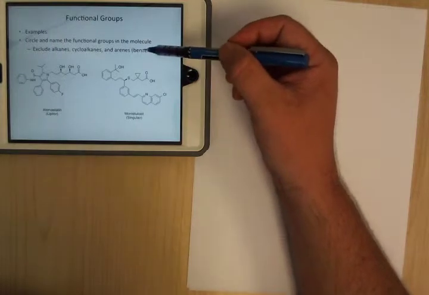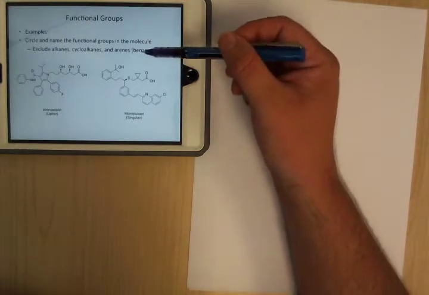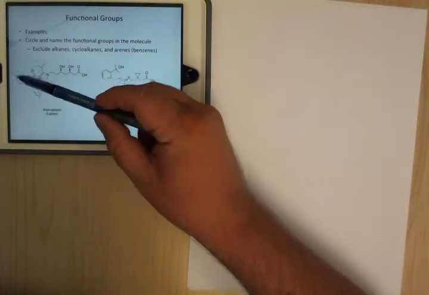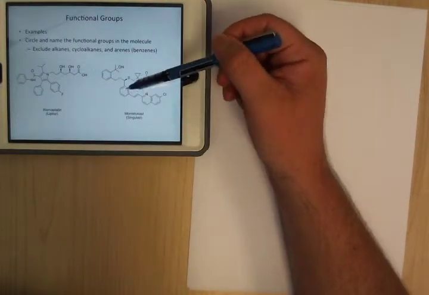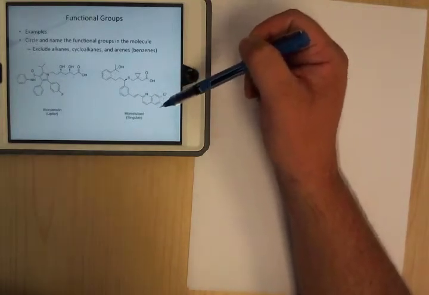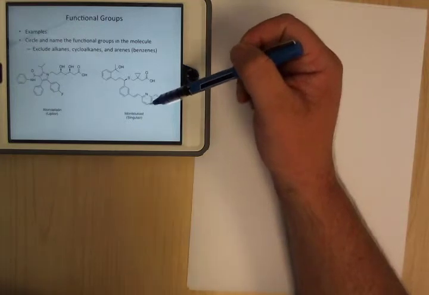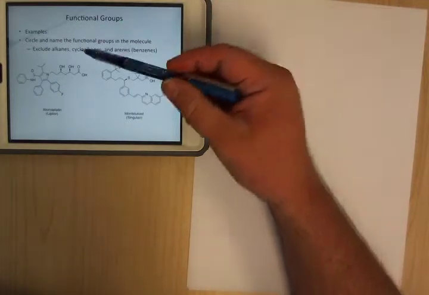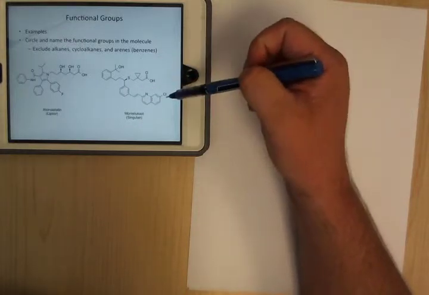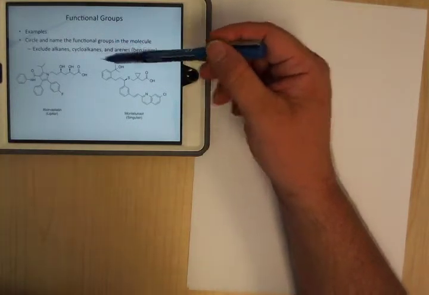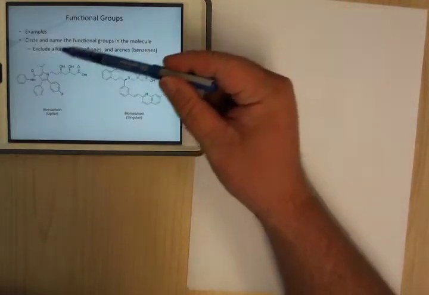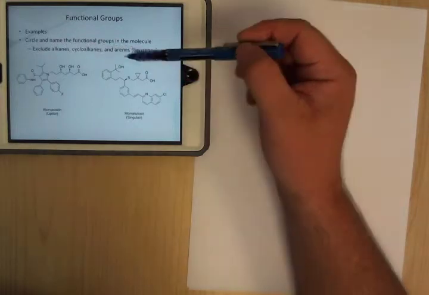And arenes, which in general are basically benzenes. This is a benzene here, this is a benzene there, that's a benzene there, and this is a benzene here as well. So this is an arene, but I don't need you to know those, because it gets really hairy. What I'm going to need you to know are the other functional groups. You do need to know them, but you don't necessarily have to answer them for the test. On an exam, it would say to exclude those particularly.